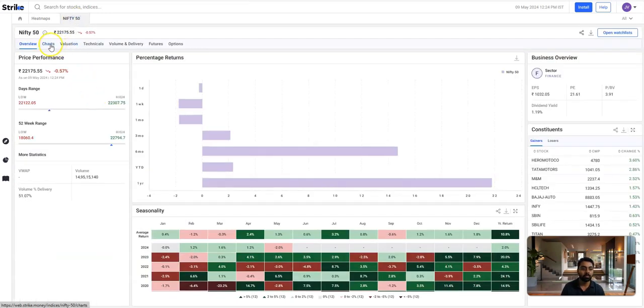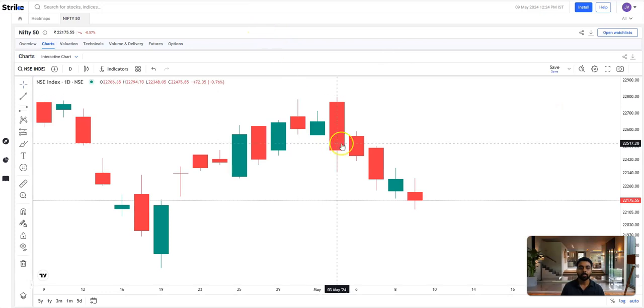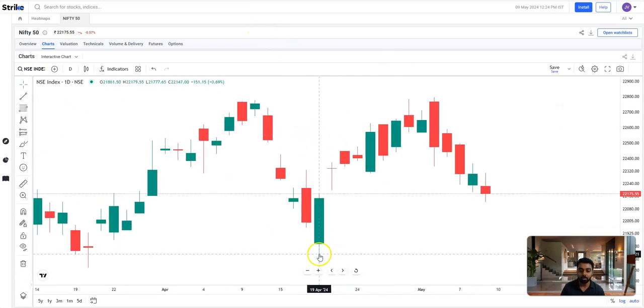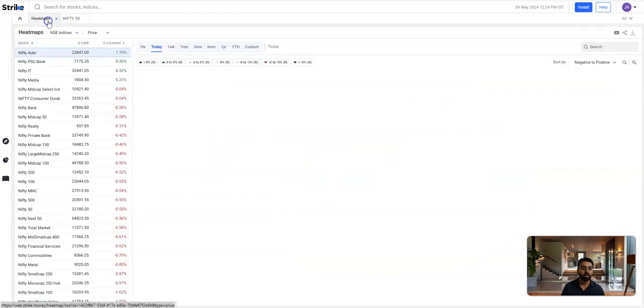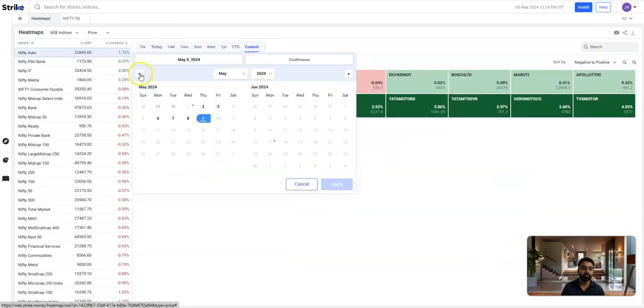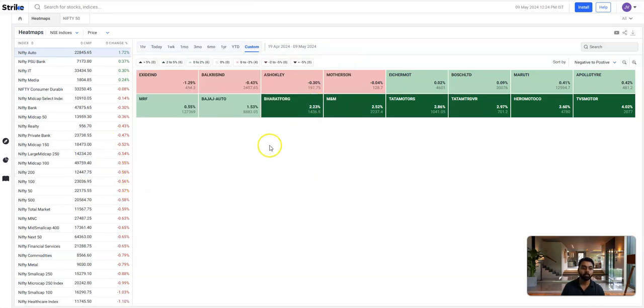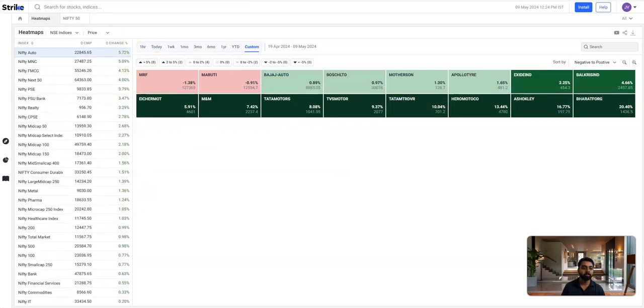If I look at the Nifty index and its chart, I can see that the bottom has occurred on 19th April, and I would want to see what the stock performance has been during this phase. So I go to HEATMAP and select the custom date, from 19th of April till 9th May. On the left hand side, I will see the outperforming indices, and on the right hand side, the stocks within them. Right now, the sorting that I've done is negative to positive.